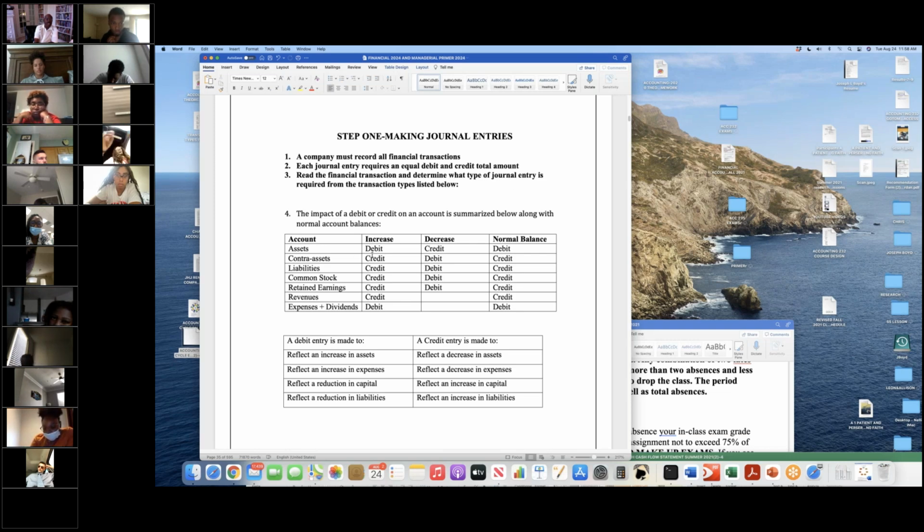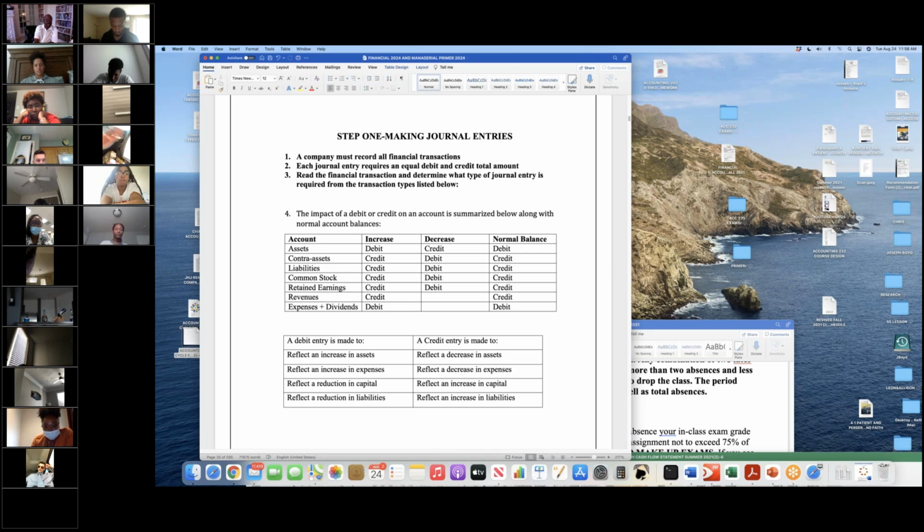When we have an asset, if it goes up, we debit it. If it goes down, we credit it. Assets should have a normal balance of a debit. Let's go to liabilities. When we create a liability, it's a credit. When we pay on it, it's a debit, but its balance should be a credit. Common stock. When we issue common stock, it's a credit. Its balance should be a credit at the end of the day.